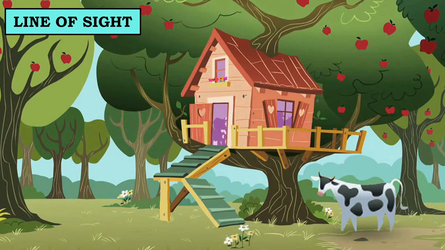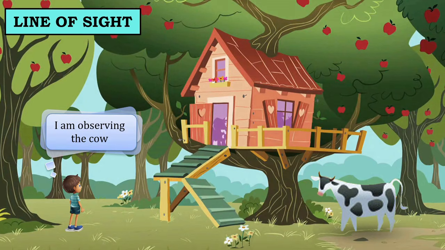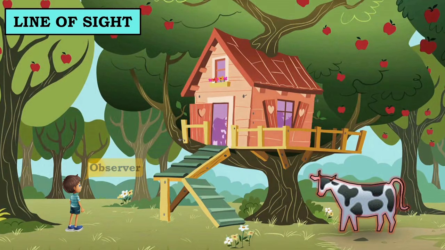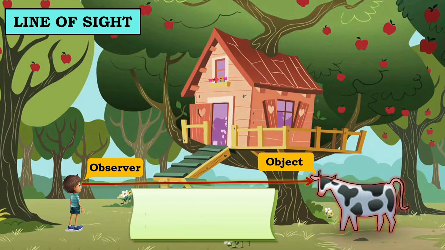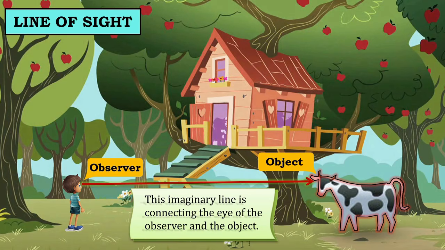Now let's understand our first important term, line of sight. Suppose I am standing here and looking at an object, like this cow. My eyes are focused on the cow. Imagine drawing a straight line from my eye to the object. This imaginary line connects the eye of the observer to the object being observed. This line is called the line of sight.